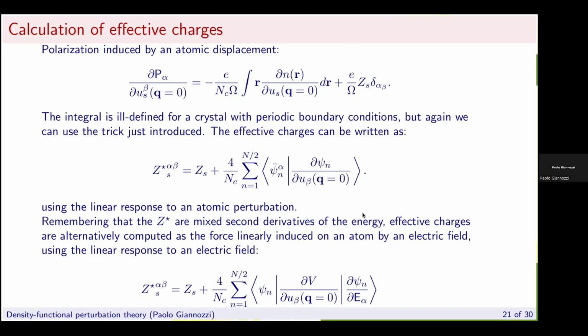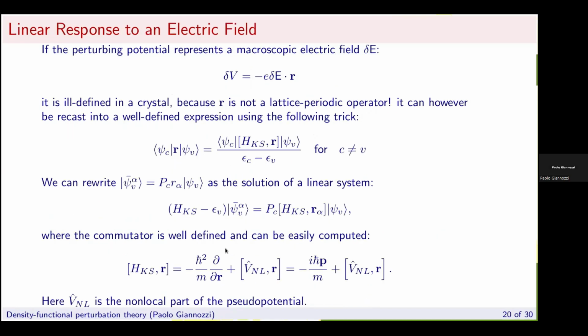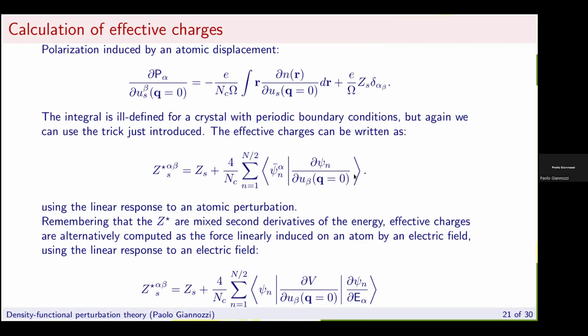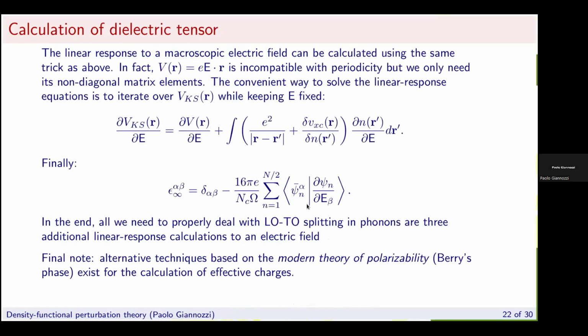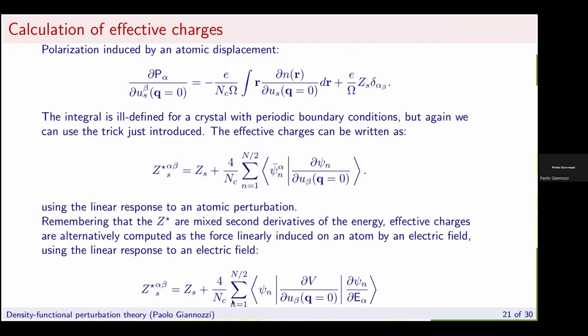Since it is a mixed second derivative of the energy, it can be written by knowing this term here, psi bar, defined by the third formula in this slide, and the linear response to an atomic displacement. Or equivalently, it can be computed from the linear response to an electric field and the derivative of the bare potential with respect to atomic positions.